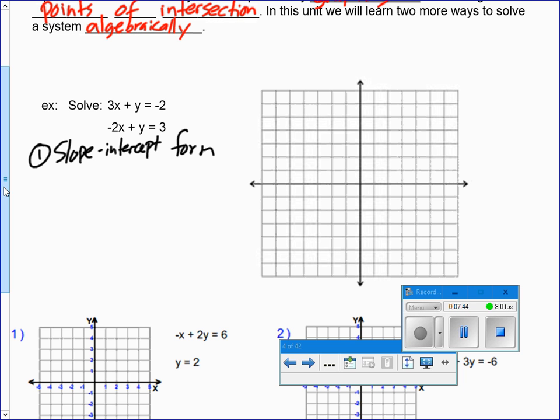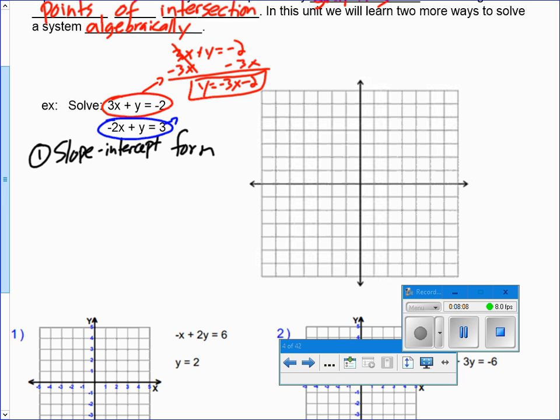So this is something that we practiced doing back in Unit 2. And just as a refresher, that means we have to solve this out for y. So now this is slope-intercept form. I'll do the same thing with the second equation.